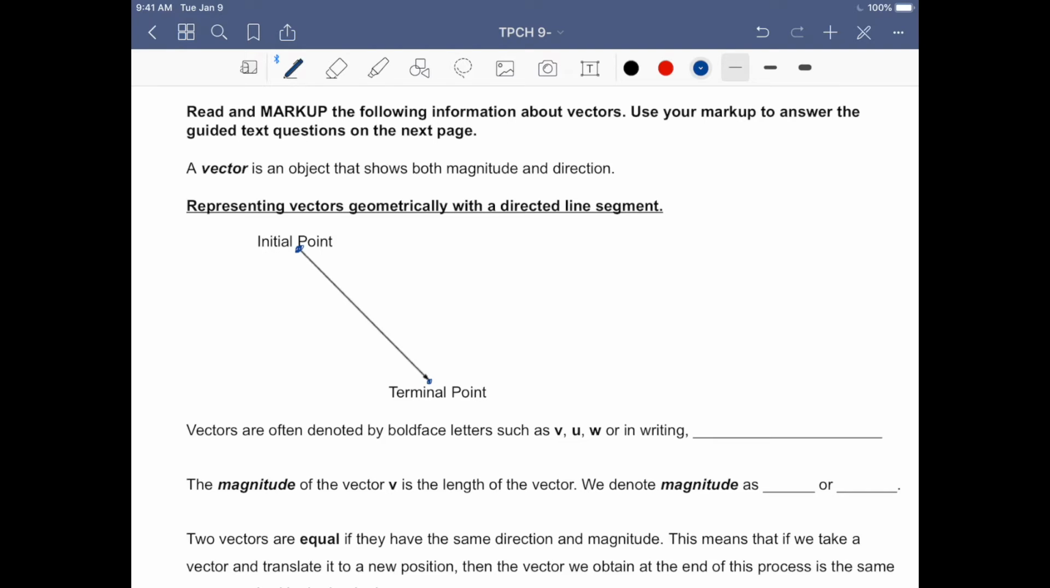Vectors are often denoted by bold-faced letters such as V, U, or W. Whenever I write vectors, I'm always going to put a little half arrow on top. But on paper, when I print something out, the vectors will often be bold.